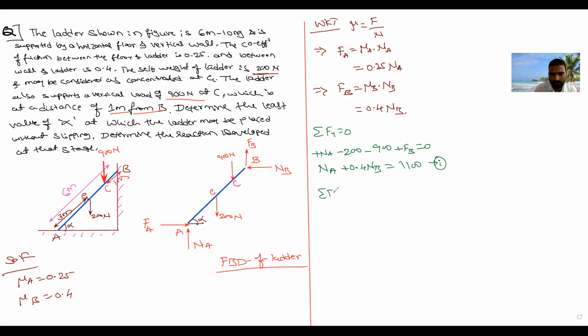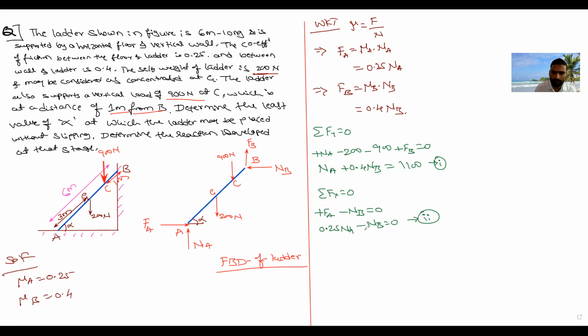Next, again sigma Fx is equal to 0. It means all the forces in the horizontal direction sum to 0. Now tell me, what are the forces in the horizontal direction? Plus Fa, minus Nb, is equal to 0. So what is Fa? Fa is equal to 0.25 Na, minus Nb is equal to 0. I will take this as equation number 2.